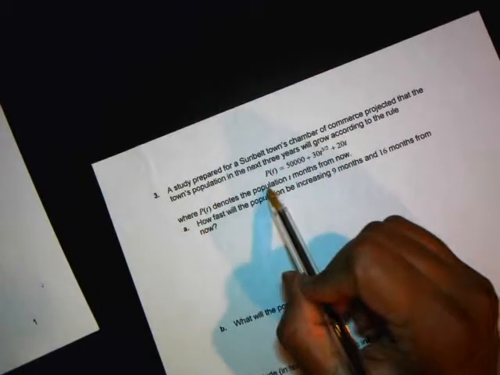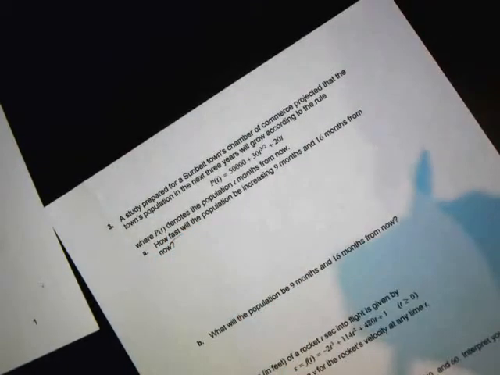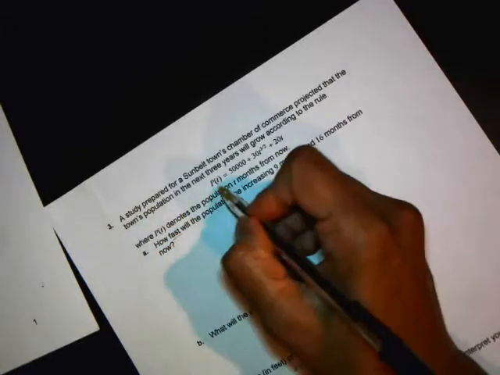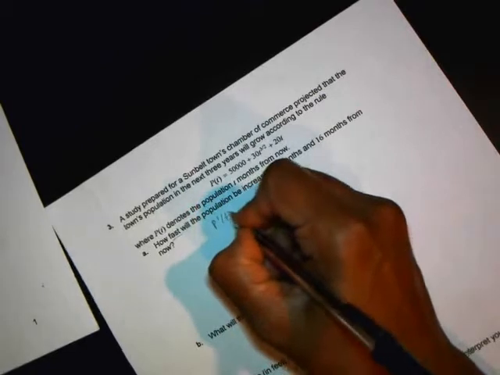A study prepared for a Sunbelt town's Chamber of Commerce projected that the town's population in the next 3 years will grow according to this model, where P of t denotes the population t months from now. How fast, we'll underline that word, will the population be increasing 9 months and 16 months from now? So how fast, meaning you need to first find P prime of t. Now that we have a shortcut, it should be pretty quick.